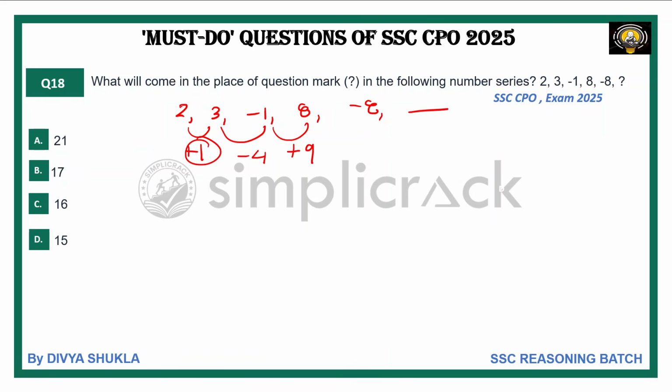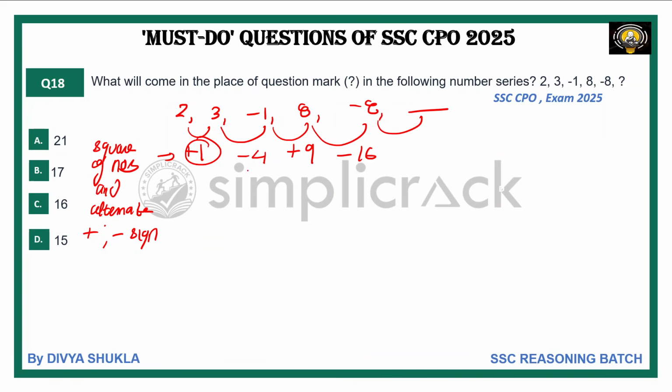Here I added 1: 2 plus 1 is 3. 3 minus 4 is minus 1. Minus 1 plus 9 is 8. And then from 8 to minus 8 I would be adding minus 16. So what are these? These are all square numbers, squares of numbers, with alternate plus and minus signs. That is the logic of the differences.